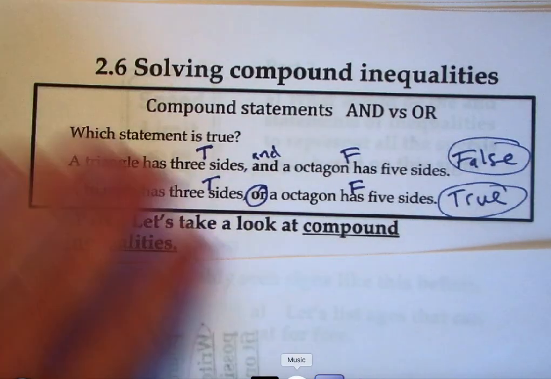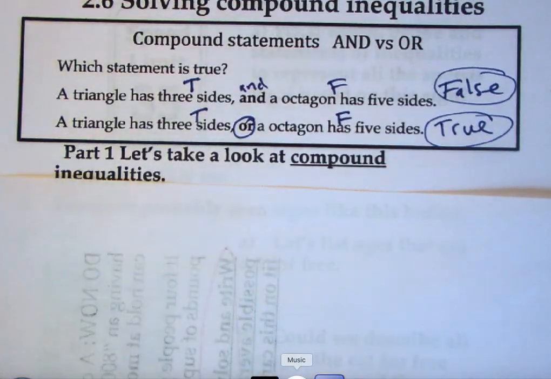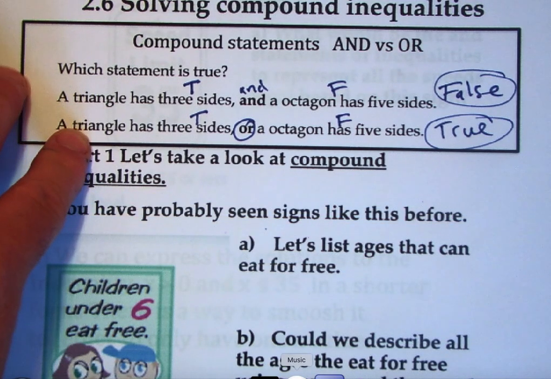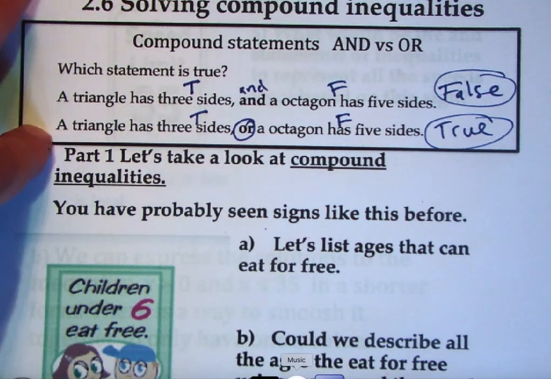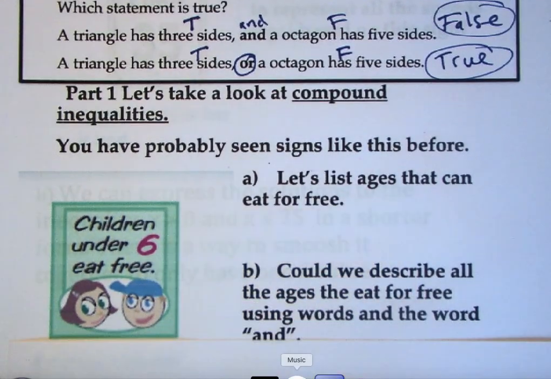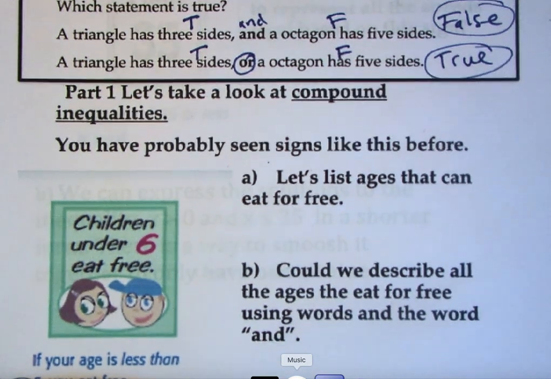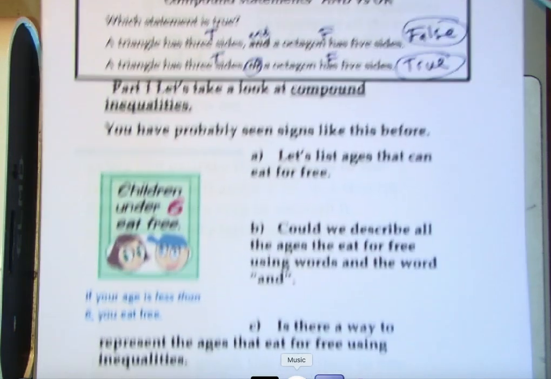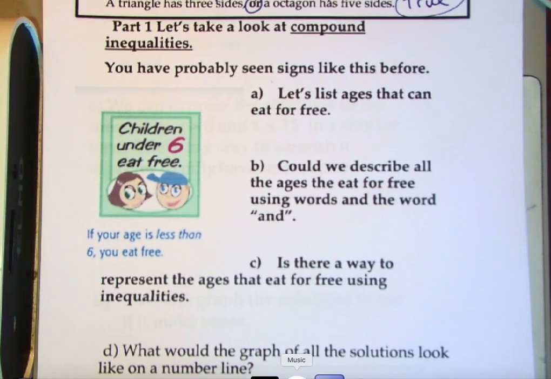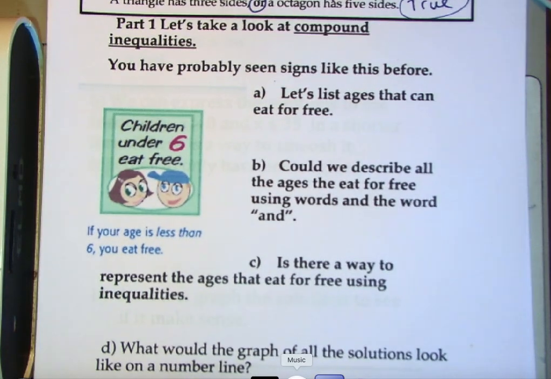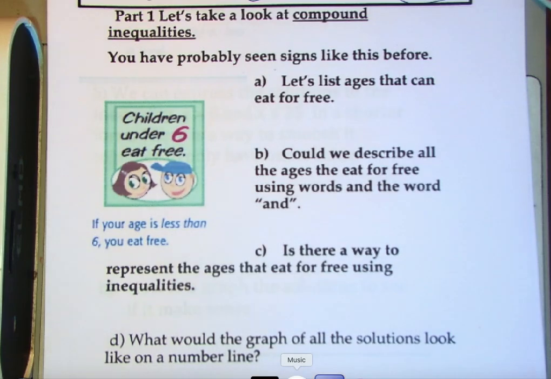Okay, so let's use that thinking when we apply it to compound inequalities. Part 1, add this to your notes, and then you can just answer these. I want you to think about these 4 questions. I would have you turn to your neighbor, and together you would answer these 4 parts of this question.